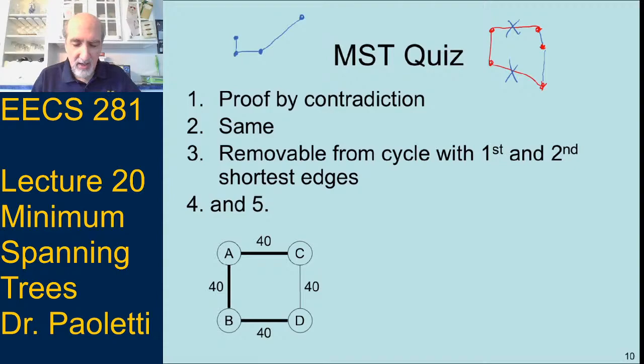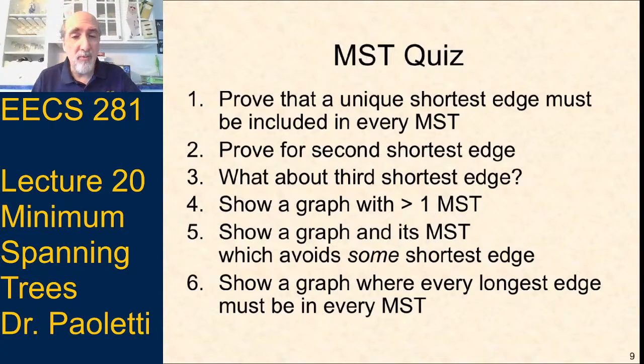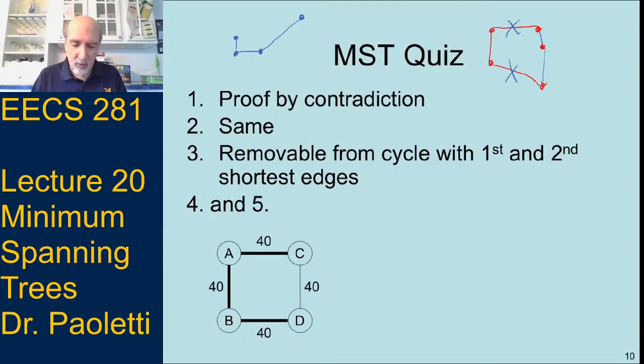Now we've got a graph in here for number 6, but I think it's slightly wrong, so I'm going to draw it myself. So number 6 said, show a graph where every longest edge must be in every MST. Okay, so let's say I've got a graph that looks like this. Here's vertex, vertex, vertex, vertex over here, and I say, well, the only edges in this graph are this one, and that one.